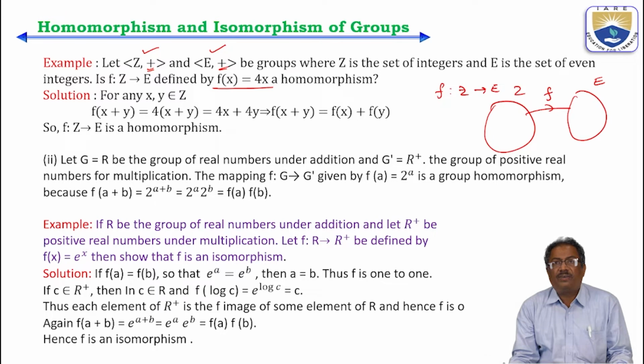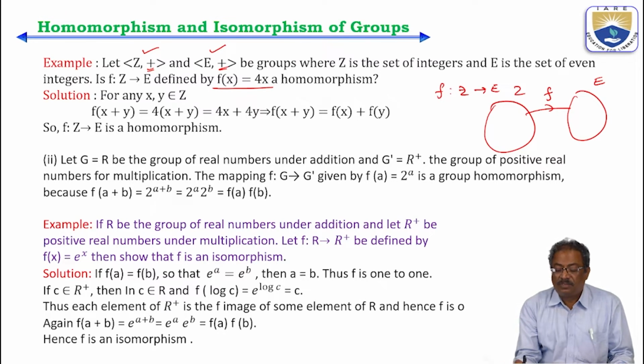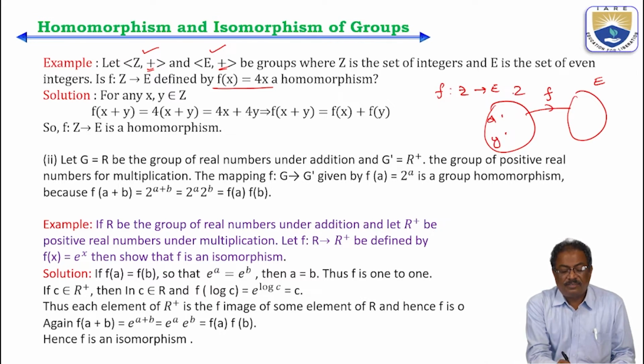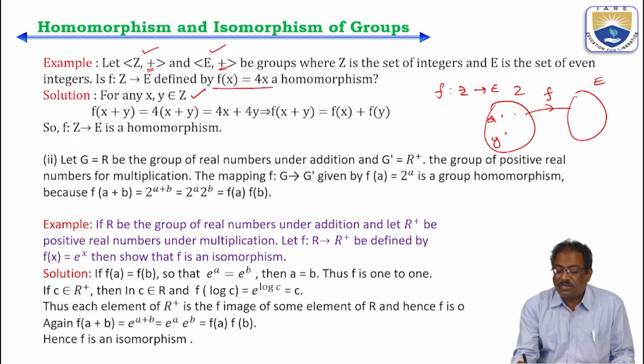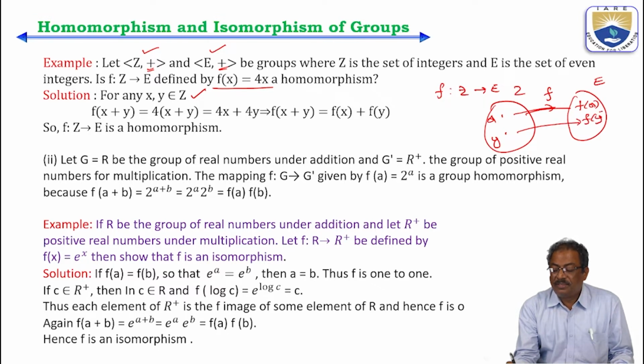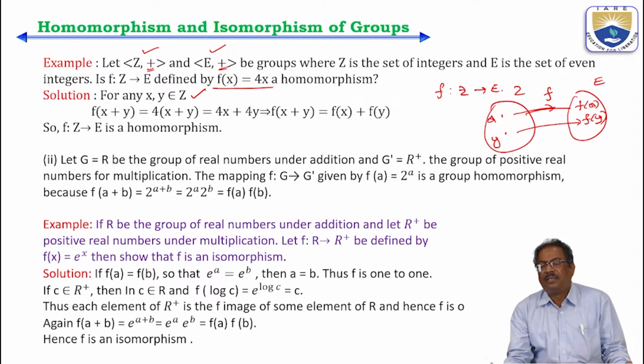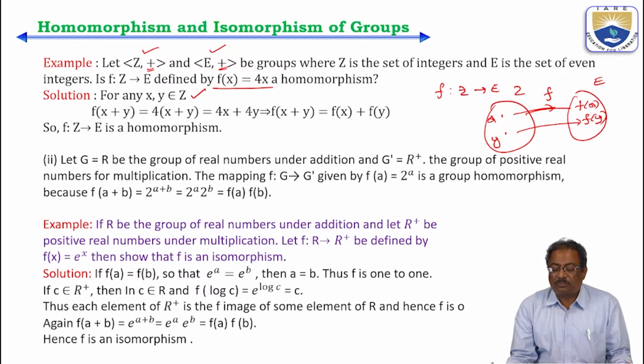We have to verify whether it is a homomorphism or not. For that, let us consider any two elements x and y in Z. Then what is the image? The images are f of x and f of y, and the binary operation is addition. Here we are taking x plus y, which is also a member because it is a group, closed under addition.